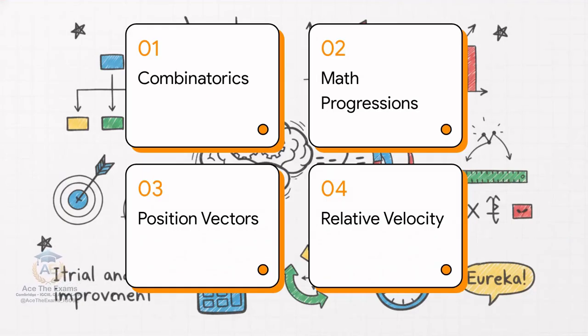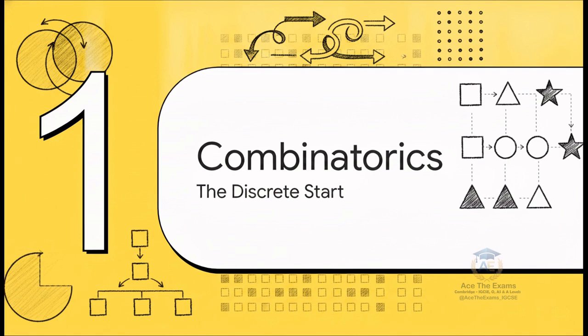Here is our game plan for today. We have 4 key battlegrounds. First, combinatorics and binomial expansions. Second, unlocking mathematical progressions. Third, mastering position vectors. And finally, our climax, the interception, dealing with relative velocity. Let's jump right into Section 1, Combinatorics and Binomial Expansions, the discrete start. This is where raw logic is your absolute best weapon.